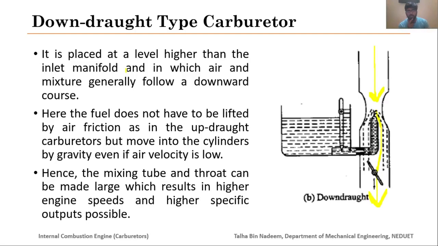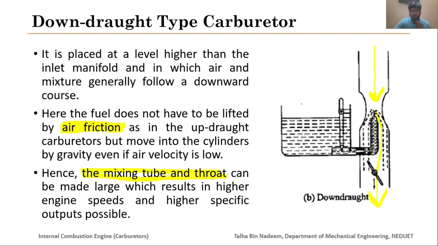It is placed at higher levels than the intake manifold, and in it air and mixture generally flow in a downward course. Here the fuel does not have to be lifted by the air friction, as in the updraft carburetor, because the fuel is travelling due to gravity, and moves into the cylinder by gravity even if air velocity is low. Hence the mixing tube and throat size can be made larger, resulting in higher engine speeds and higher specific outputs as well.